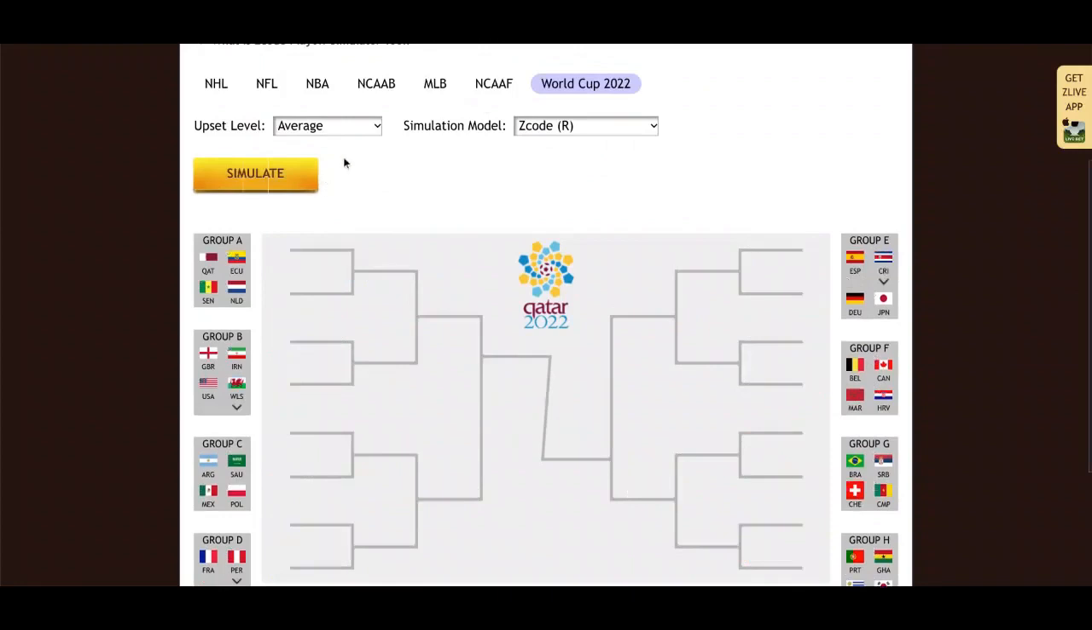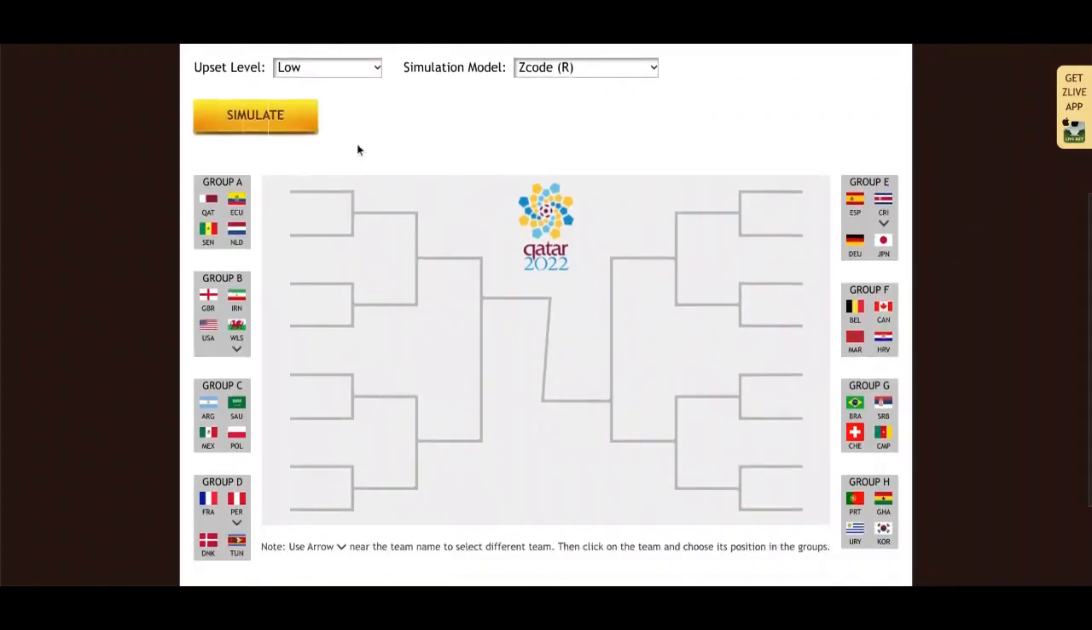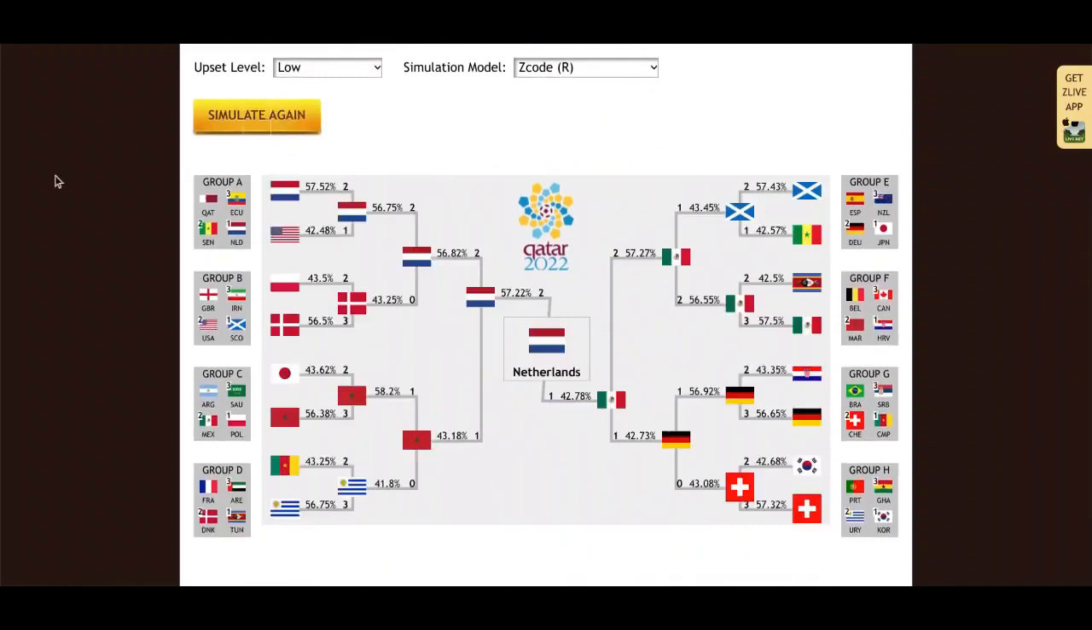Now we're going to simulate again. We're going to take a look at the low upset level and see what comes out. Okay, so with the low upset level, we've got the Netherlands again picking up the win. And surprisingly, with a low upset level, we've got Mexico going on to the final, beating Germany in the semis.